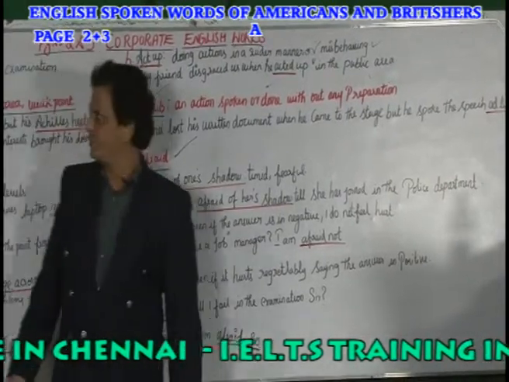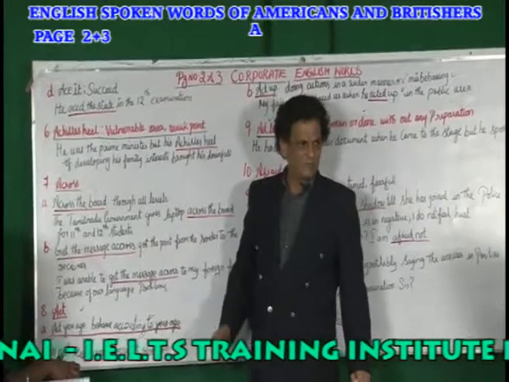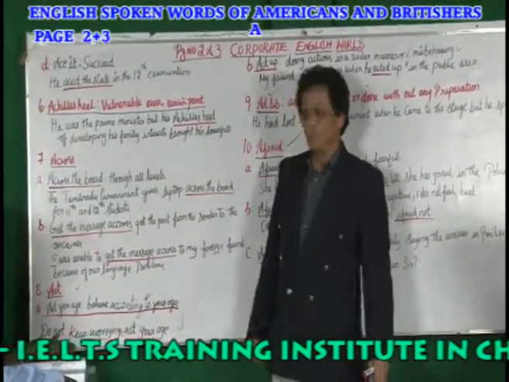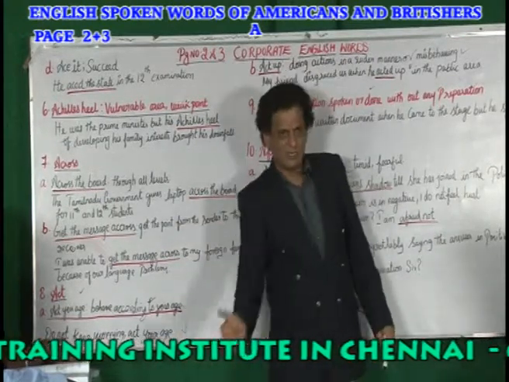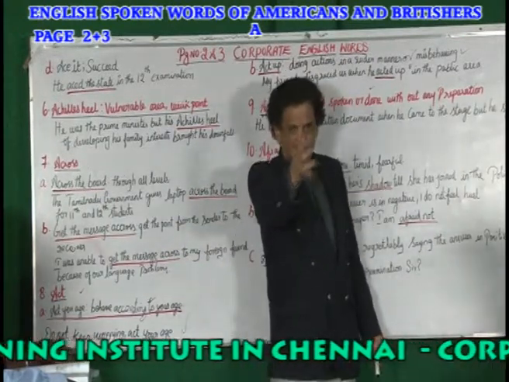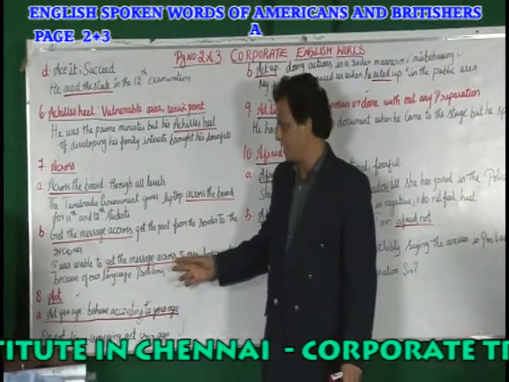So, what are the words which we have seen? Ace means succeed. Achilles heel means what? Weak point. Across the board means what? Through all levels. Get the message across means what? Send the message, sender and receiver receiving the exact message. Sender is giving the correct message.